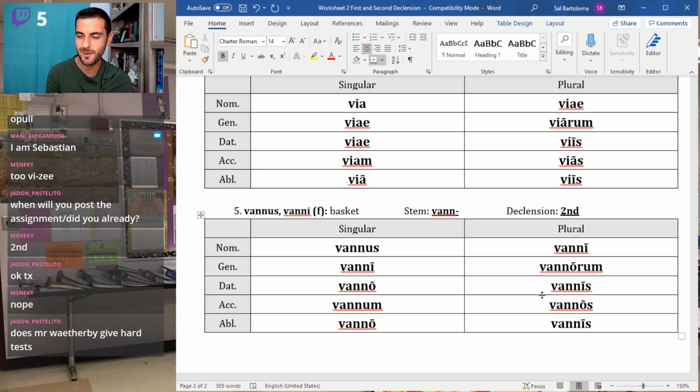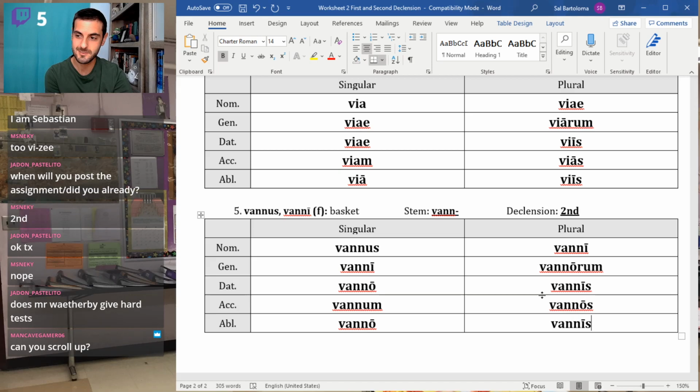Does Mr. Weatherby give hard tests? Mr. Weatherby gives fair tests. Mr. Weatherby is a very fair teacher. I have no idea what tests are going to look like in this world, so I can't answer that in our current situation. Can I scroll up?